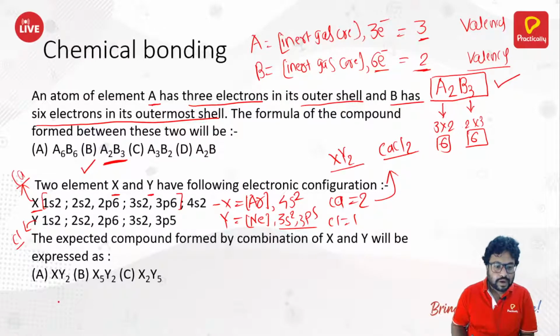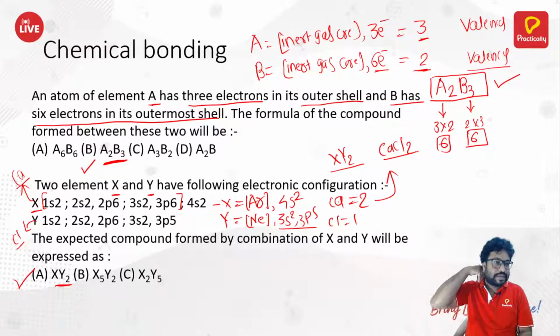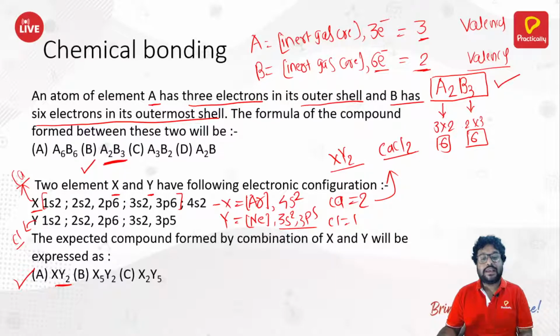XY2, option A, right? Sometimes it is quite easy. From the electronic configuration, you can immediately find out what could be the compound formed from them. No need to go by this electronic configuration, that might make things a bit complicated.